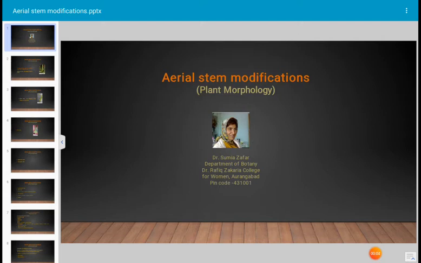Today's topic for discussion is aerial stem modifications. The stem is an important part of the plant and mostly it is green, sub-erect or horizontal, and the stem develops from a plumule and bears branches, leaves, flowers and fruits. In a very young stage it is green in color.